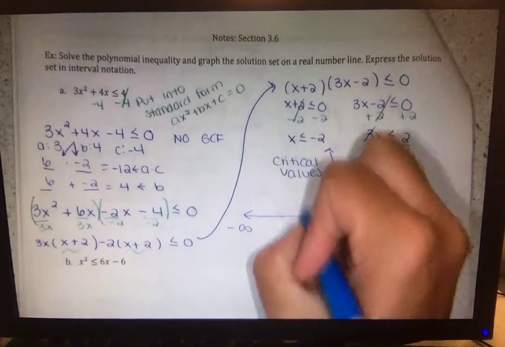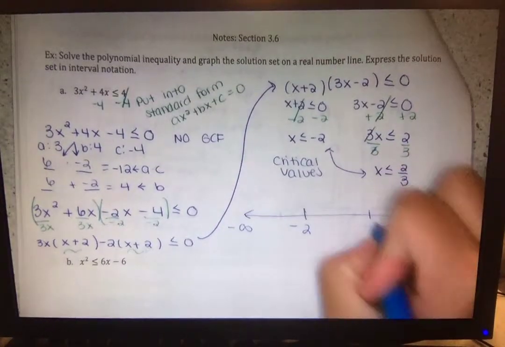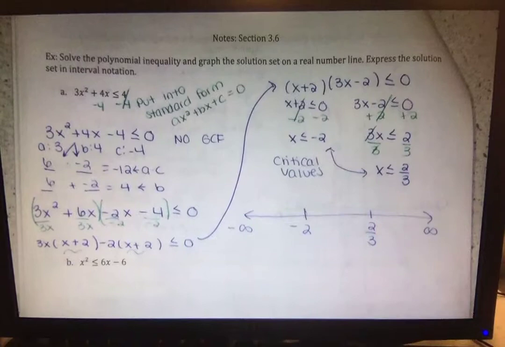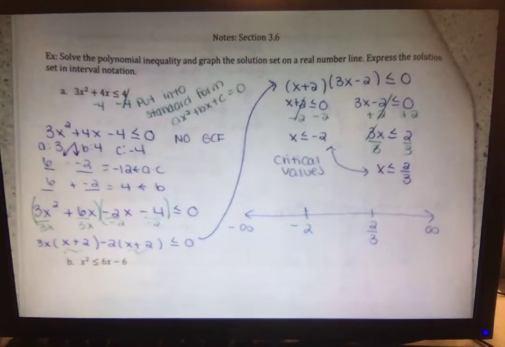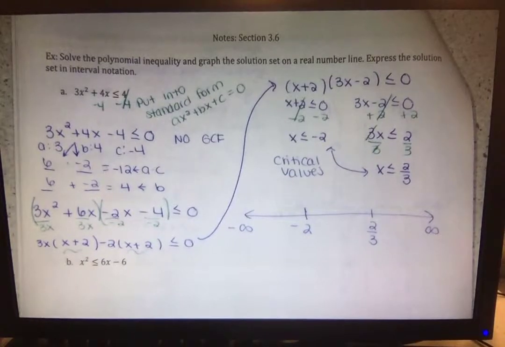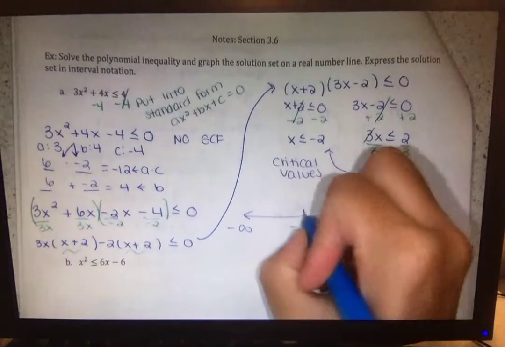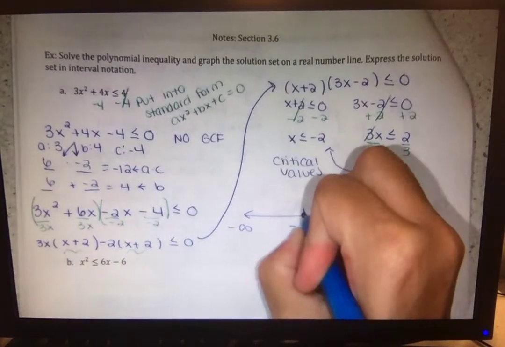So plotting on my number line, negative 2 and positive 2/3. Notice that my number line goes from negative to positive infinity, so it goes from least to greatest. So negative 2 is on the left, positive 2/3 is on the right. Are negative 2 and positive 2/3 included based off the symbol? Yes, so because they're less than or equal to, we know those numbers are included, so they're going to be brackets or closed circles.